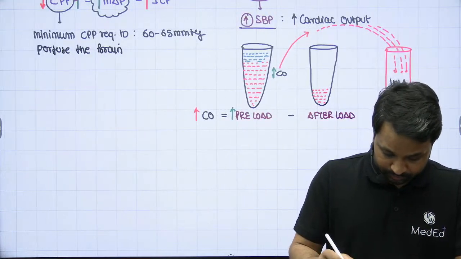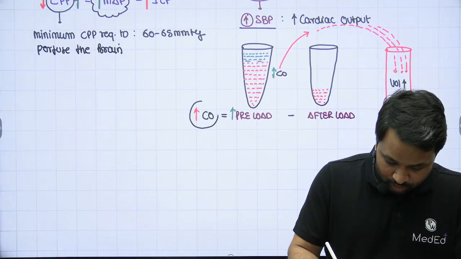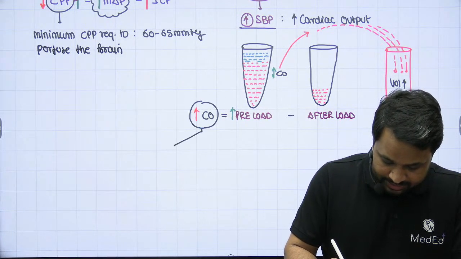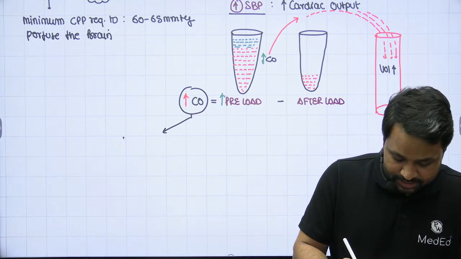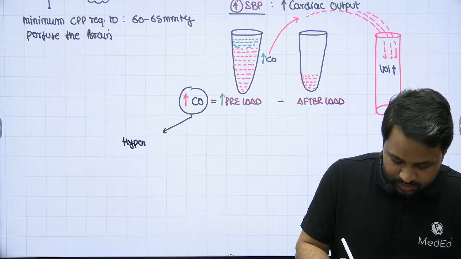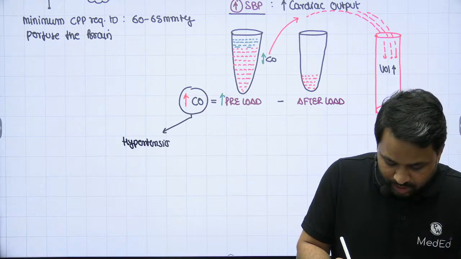So this increase in cardiac output is going to increase the aortic pressure, and when the aortic pressure increases, this is what we call hypertension. So this is the first phenomenon of the triad, hypertension.